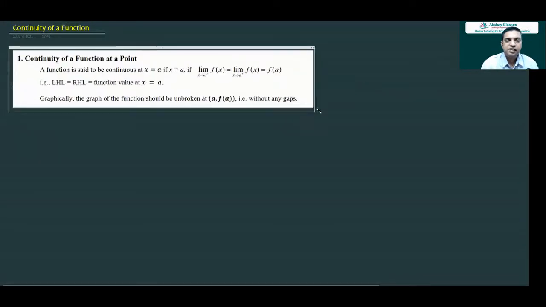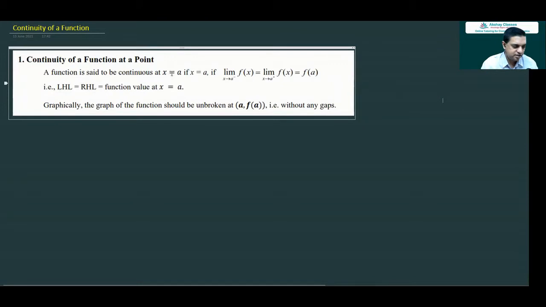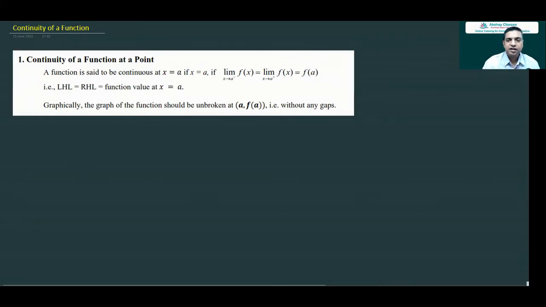Now a function is said to be continuous at x equal to a if the limit exists and the limit is equal to the function value. So if the left hand limit is equal to the right hand limit and equal to the function value at a, then the function is said to be continuous at a. Graphically it means that at that particular point, at x equal to a, we should be able to draw the graph without a break.